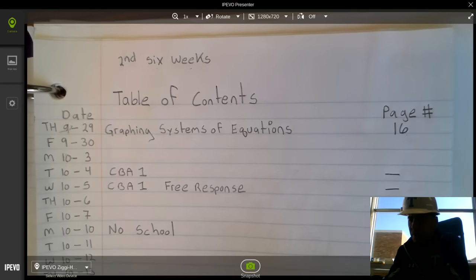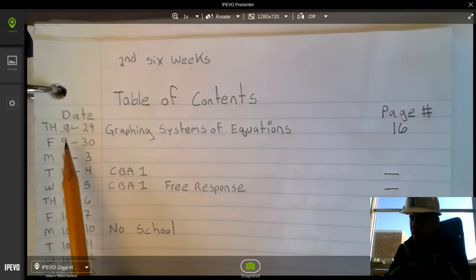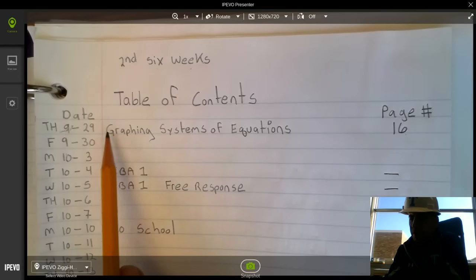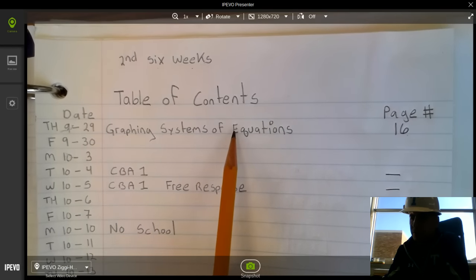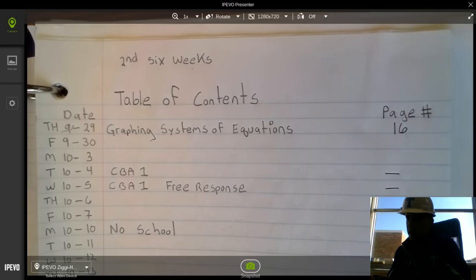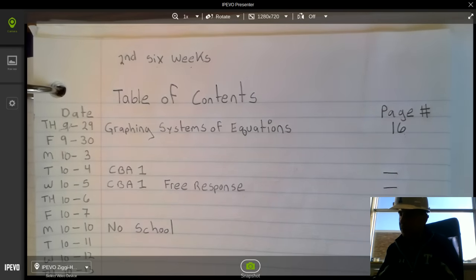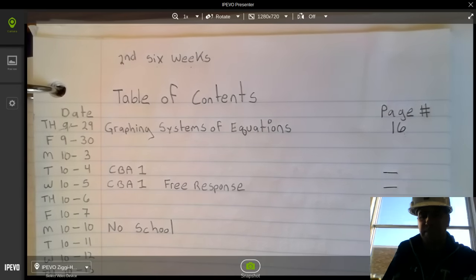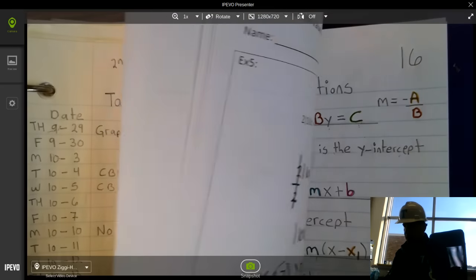The first assignment for this 6 weeks is on Thursday, September 29th, and we're going to be graphing systems of equations, on page 16. If you would, pause the video and update your table of contents. All right, now that your table of contents is updated, let's turn to page 16.